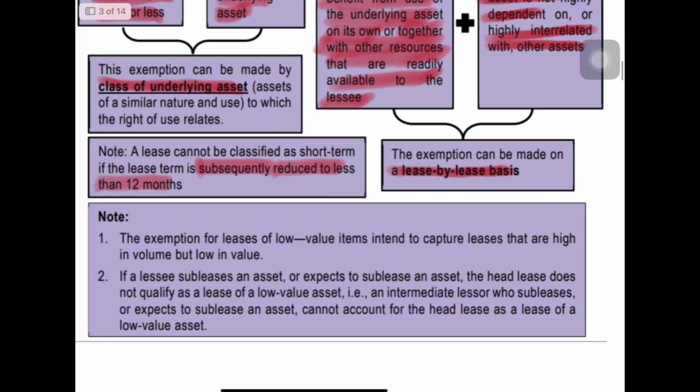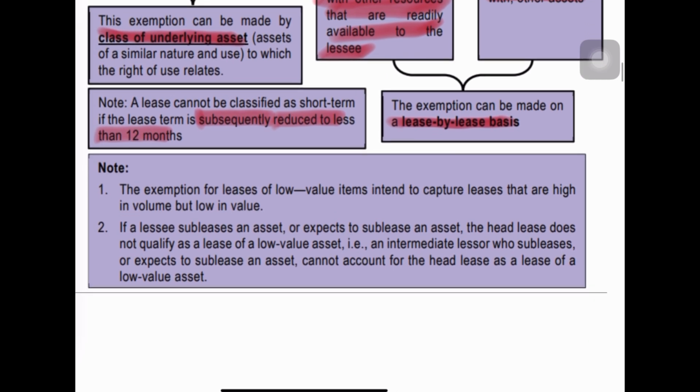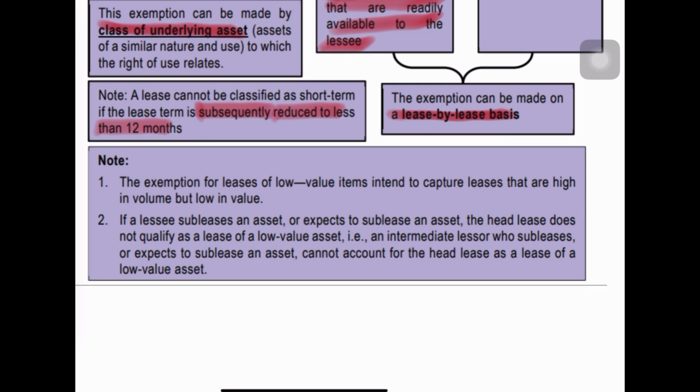Okay, and a general note. The exemption for leases of low value items intends to capture the leases that are high in volume but low in value. So generally where you have many quantities but each quantity has low value, in those cases the exemption for not accounting under Ind AS 116 using low value assets could be feasible. So that's the first comment.